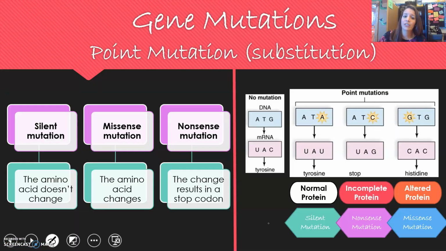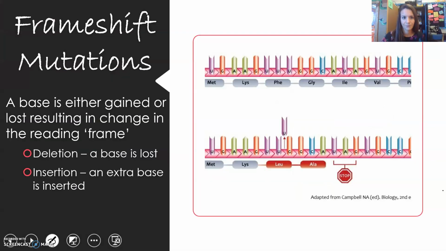When we talk about gene mutations then, there are several different types of point mutations or substitutions. There's a silent mutation, which is when the amino acid doesn't change at all. There's a missense mutation, where the amino acid just changes, but the sequence keeps going. And then there's a nonsense mutation where the change results in a stop codon. And if you look over here, here's an example of all those different point mutations. So you see the normal protein, silent mutation. You see, oh, we stopped early. This is incomplete, so it's a nonsense mutation. And then on this third one, you see a different protein. So that's how we know it's a missense mutation.